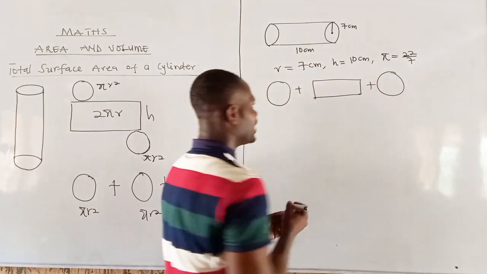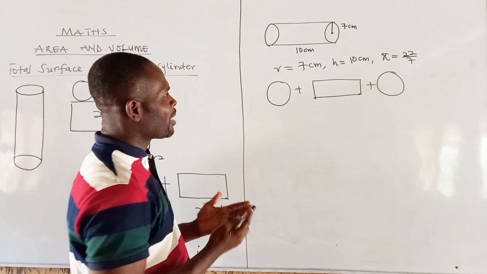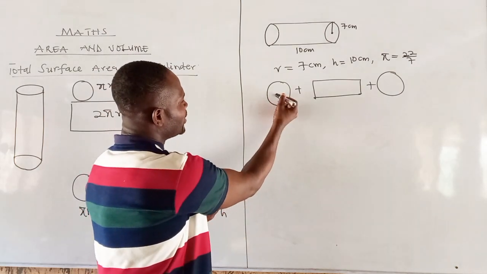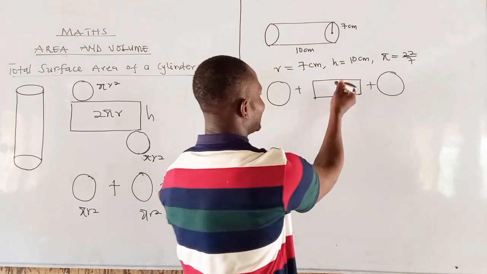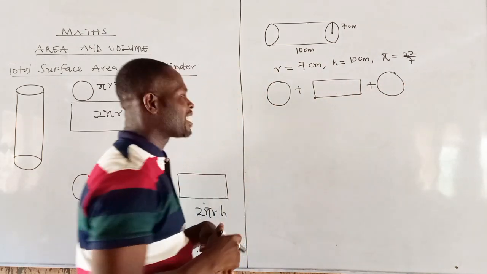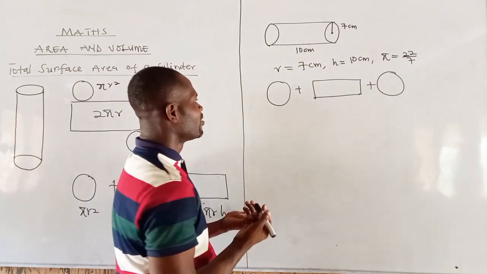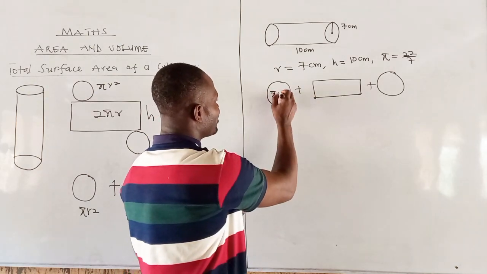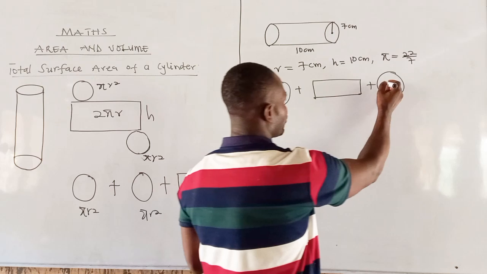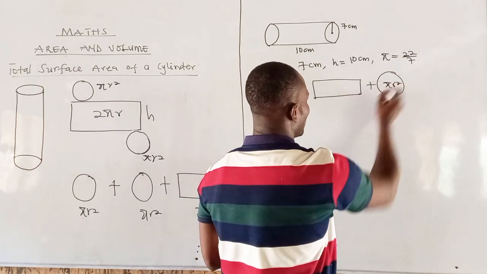So this is the length of the closed cylinder. First we have to find the area of this and the area of this one, plus the area of the rectangular shape that we have there. Looking at this, we know that the area of this is pi radius square, and this one too is also pi radius square.